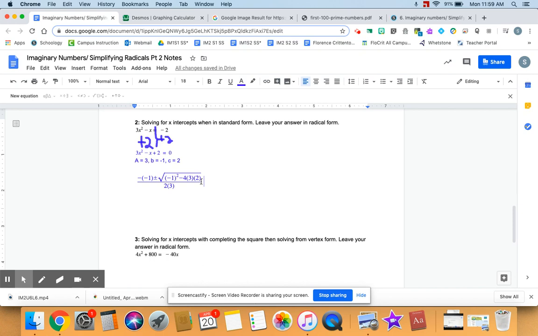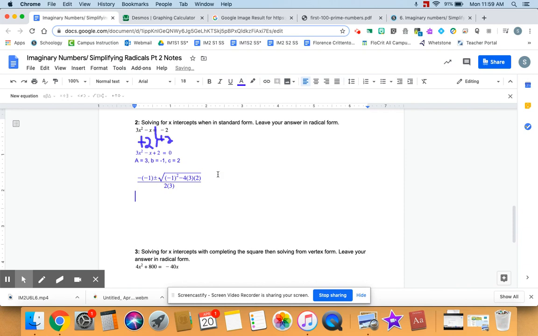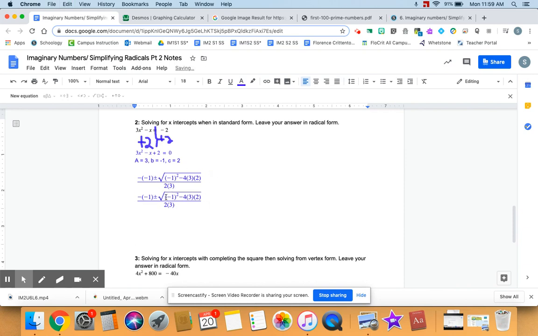So then the next step in the quadratic formula is to simplify under the radical. So under here, I want to make it one number. This is the point in time where I know if I'm going to have real roots or imaginary roots. Because if under the square root it ends up being positive, then it's going to be a real root. And if it's going to be negative, then it's going to be an imaginary root.